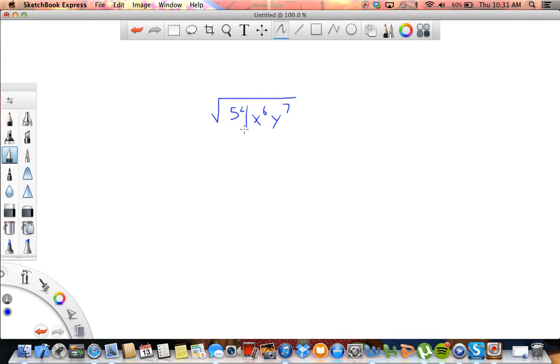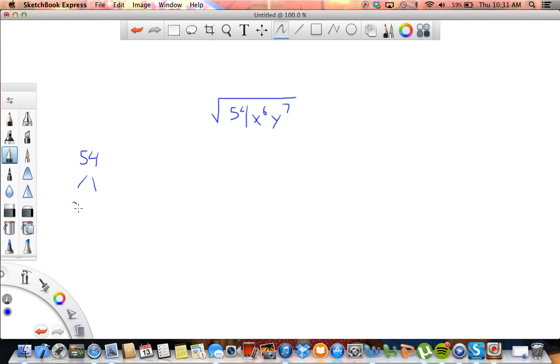Let's start with the number. Always start with the regular whole number if there's one out in front. Is 54 a perfect square? No, it's not. So we have to do our factor tree. So I'm going to come over here and do that. Okay, so we've got 54. Let's start our factor tree.